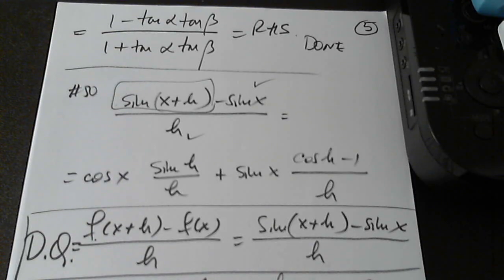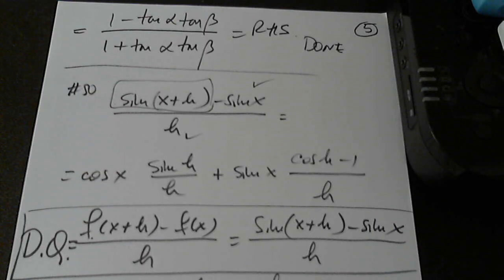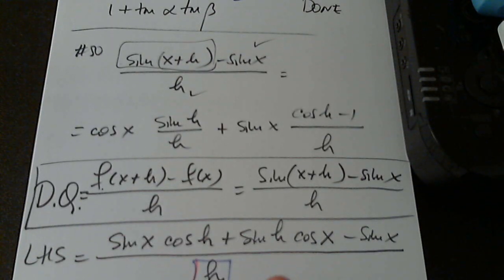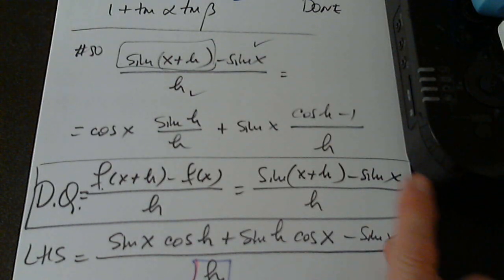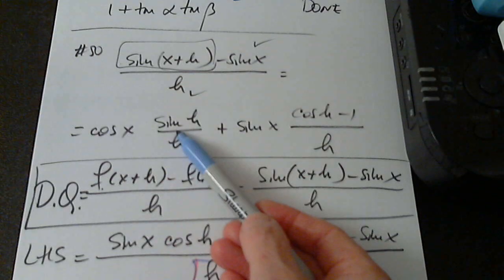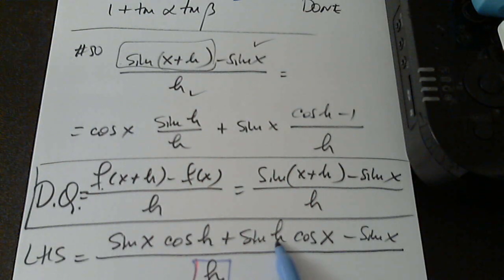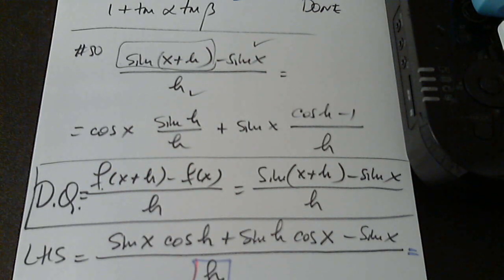Now let me refresh your memory on something. Because this quantity is one term, I can rewrite this fraction in the following way. First term over the denominator plus the second term over the denominator minus the third term over the denominator. And I'm going to do that, but I'm going to present it as is on the right-hand side. So I have a cosine x sine h over h. I'm going to write it as you see it there. Cosine x sine h divided by h.